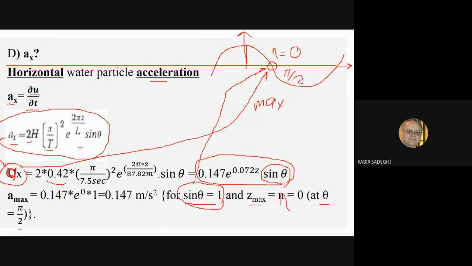And when we are talking about eta, the profile, we go to the same location. Don't use h over 2. H over 2 was for u maximum, which was here. But here we have maximum acceleration, which is vertical, is ax, at theta equals pi over 2. Pay attention to this one, please.